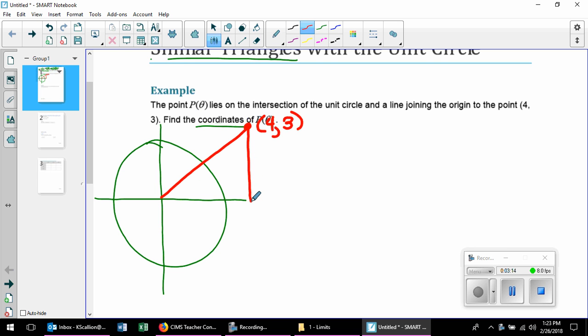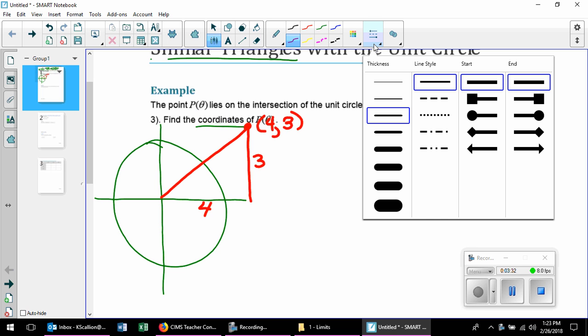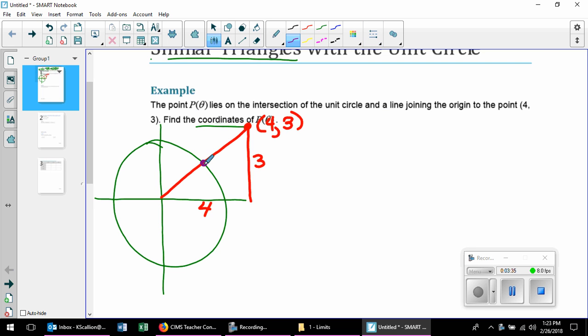So I'm just creating this triangle here. What do we know about the base of this triangle? It has a length of 4, and it has a height of 3. You guys are so smart. Okay, I'm going to go purple. Now let's look at the triangle that's on the unit circle. So what we're trying to find is this purple x, y here. We're trying to find that point that lies on the unit circle.